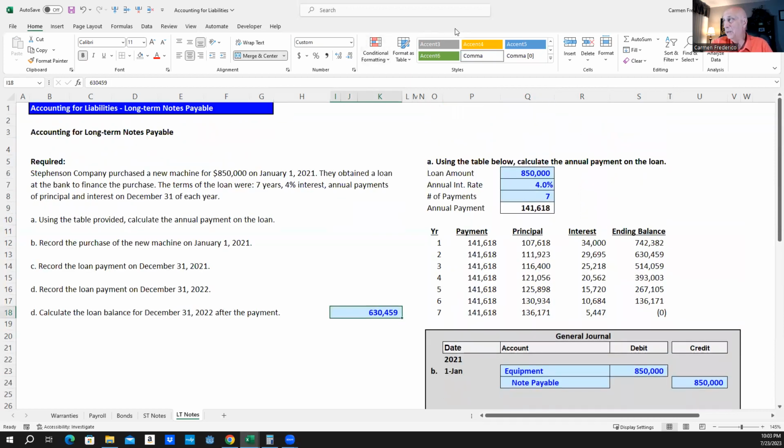Okay, so that's how you account for notes payable.